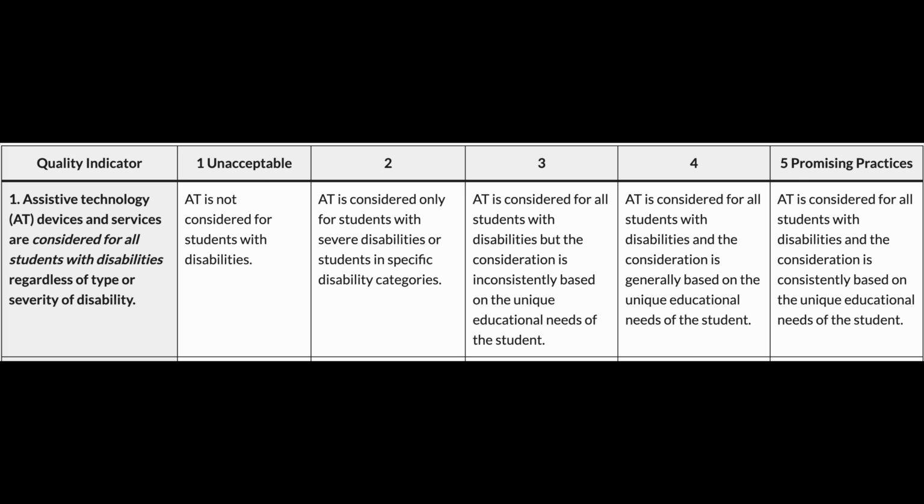And so in terms of that first question, the quality indicator is: assistive technology devices and services, together, are considered for all students with disabilities, regardless of type or severity of disability. And 1 being unacceptable, 5 being we're doing it, promising practices. Exactly. We want everybody to be moving in that direction. And obviously it goes on from there in terms of the document.